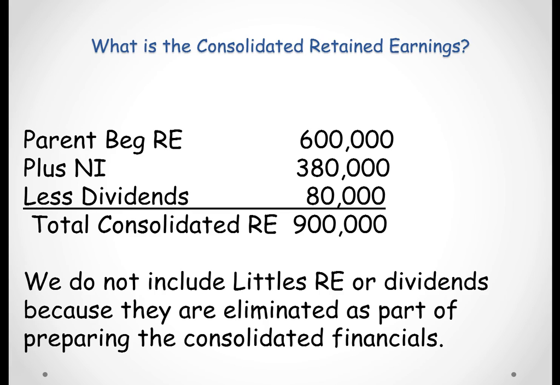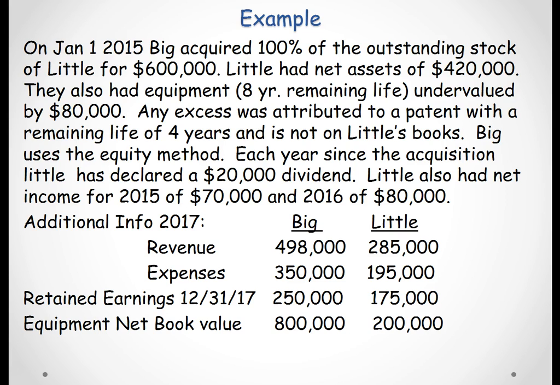So now let's take a look at another example. On January 1st, 2015, Big acquired 100% of the outstanding stock of Little for $600,000. Little had net assets of $420,000. They also had equipment, 8 years, undervalued by $80,000. Any excess was attributed to a patent with a remaining life of 4 years and is not on Little's books. Big uses the equity method. Each year since the acquisition, Little has declared a $20,000 dividend. Little also has net income for 2015 of $70,000 and $80,000 for 2016.